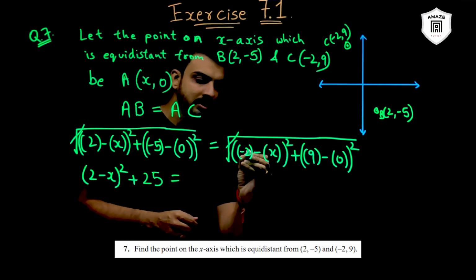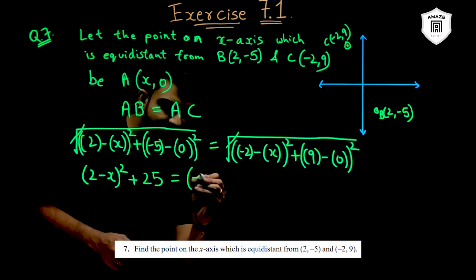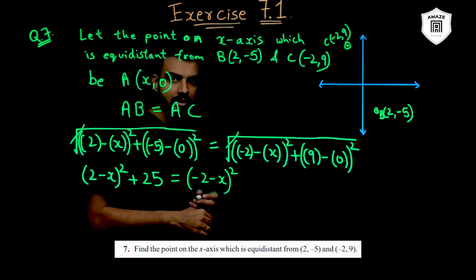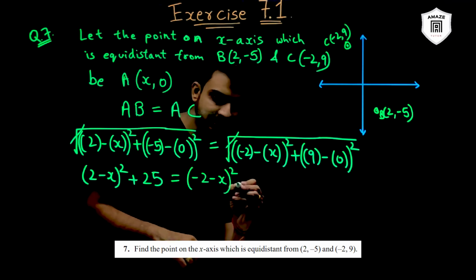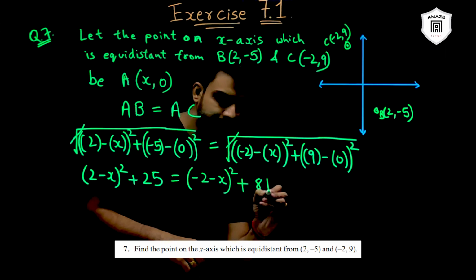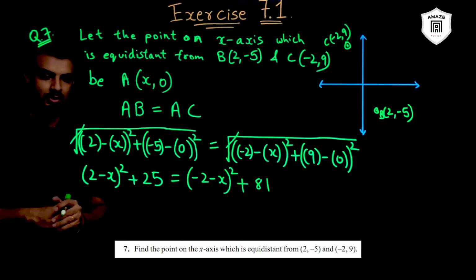Equals to, this is (minus 2 minus x) the whole square, plus 9 minus 0 is 9, 9 square is 81. Okay, now what can be done from here?